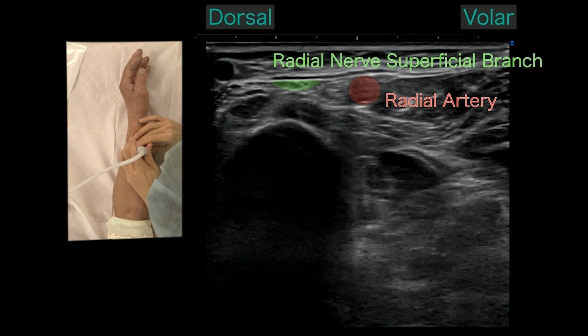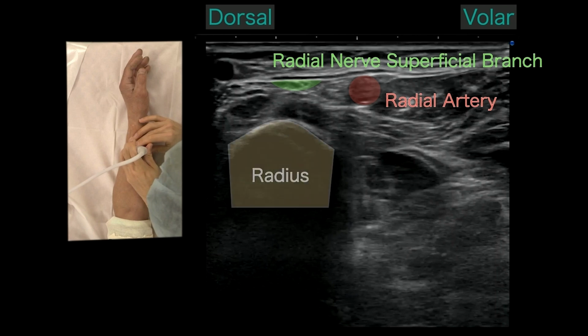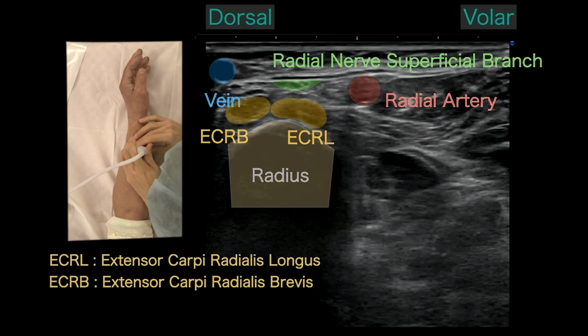Let's review the anatomy. In the distal area, you'll see the bone cortex of the radius. The cephalic vein is close to the nerve. The nerve travels over the extensor carpi radialis and beneath the fascia of the brachioradialis muscle.